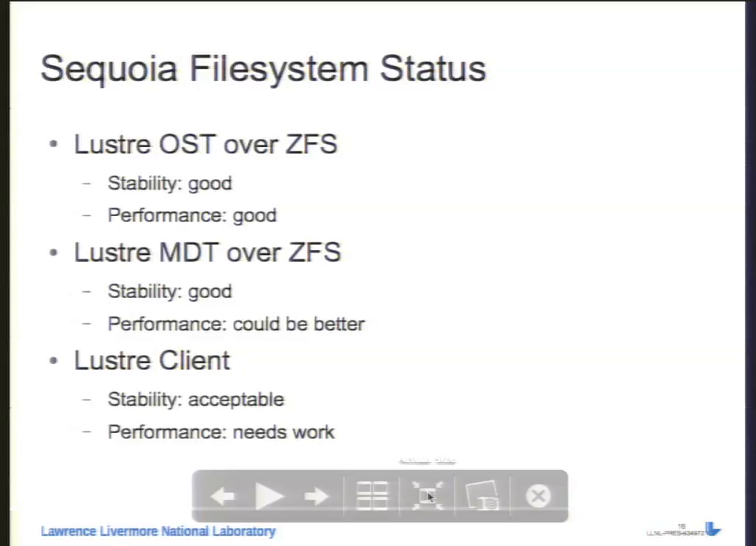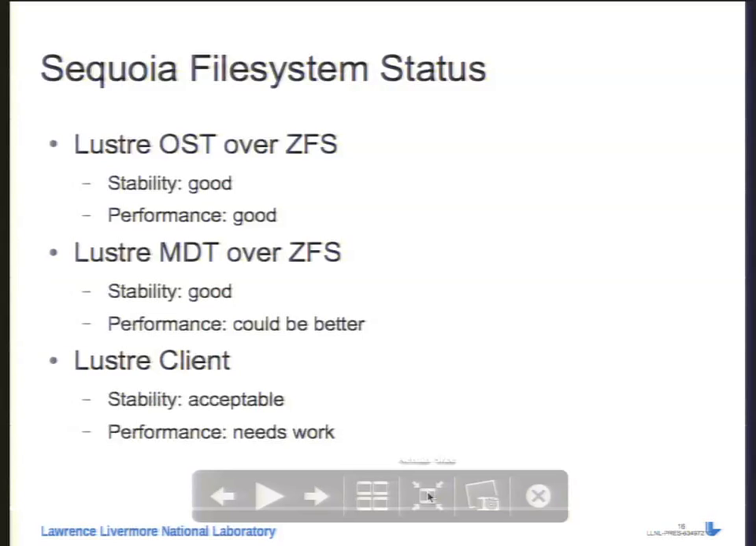With compression, if your data is compressible, we've seen the OST do 3 gigabytes a second. So we can actually handle ingress over the network far faster than the back-end storage can actually handle the data. The MDT stability's been pretty good. Performance could be better. Right now, we're only doing around 6,500 creates a second. That definitely needs to be improved.